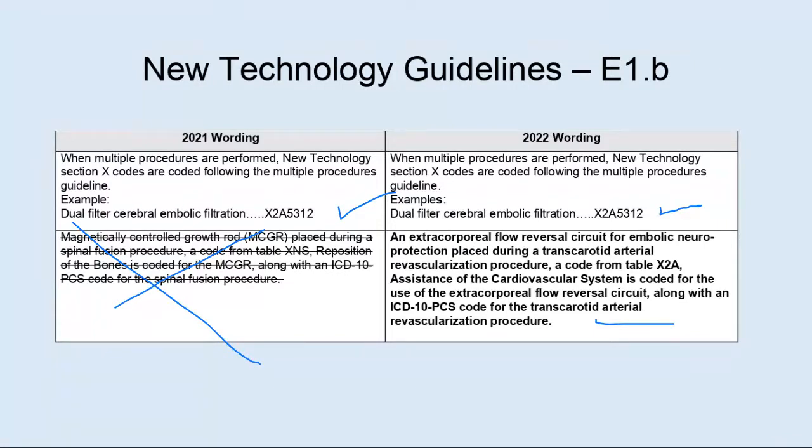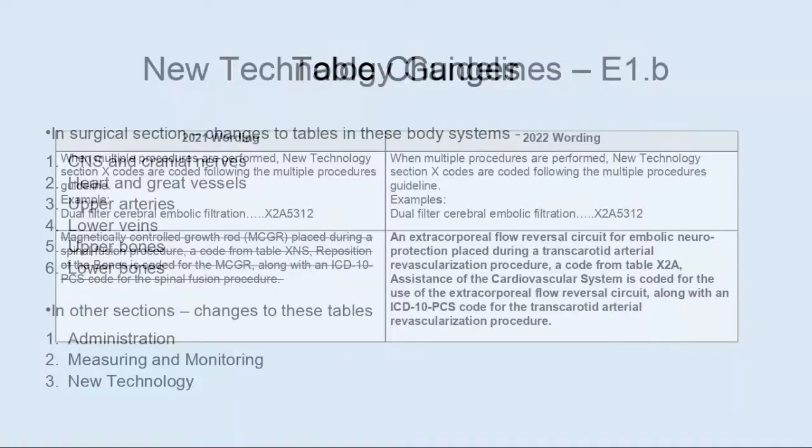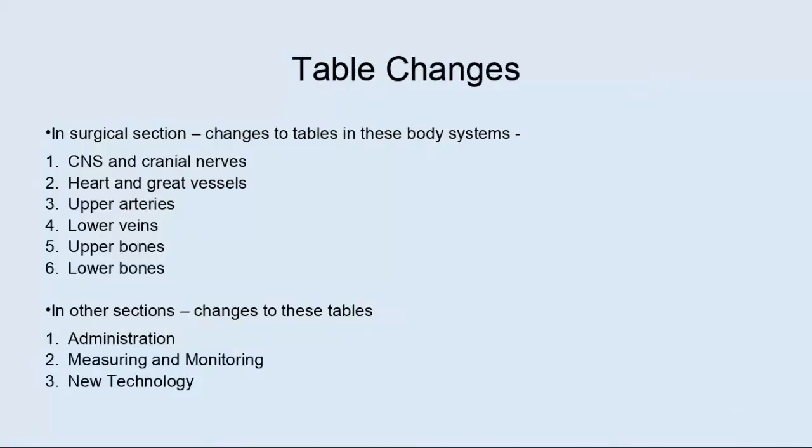So this is an extracorporeal flow reversal circuit for embolic neuroprotection placed during a transcarotid arterial revascularization procedure. Code from table X2A is coded with code for the transcarotid arterial revascularization. So this is a case where you would use two codes. So it's just a matter of changing the example that they used. Okay, so that's the changes to guidelines.